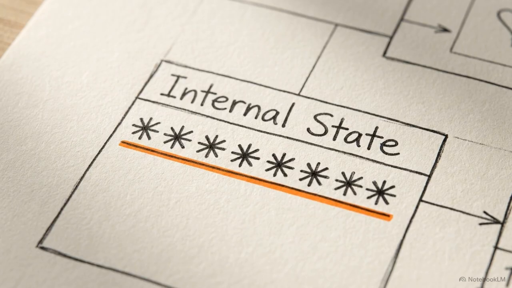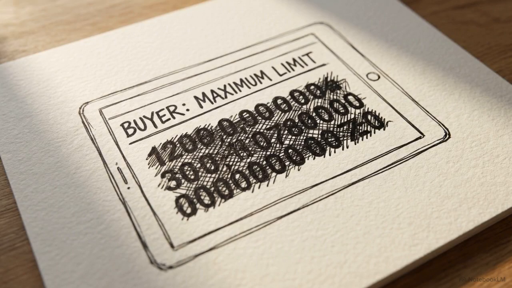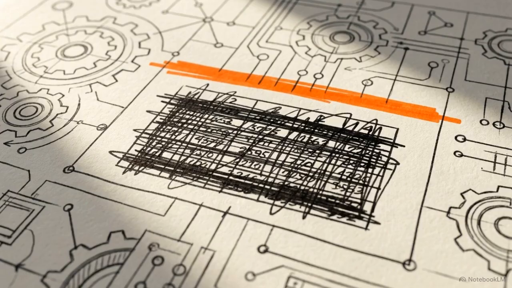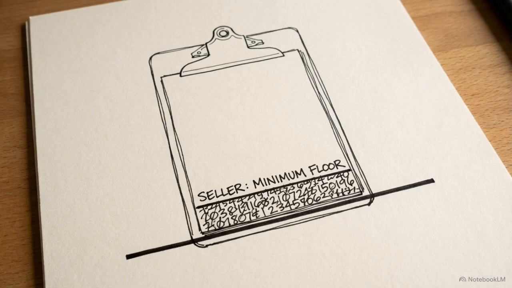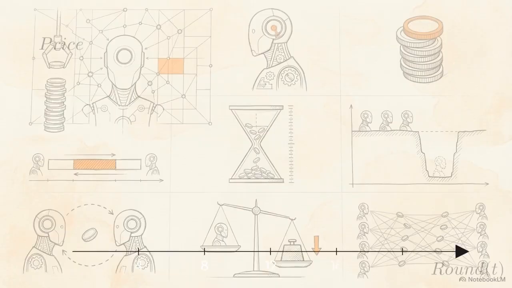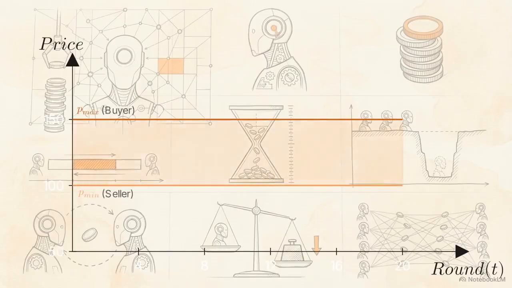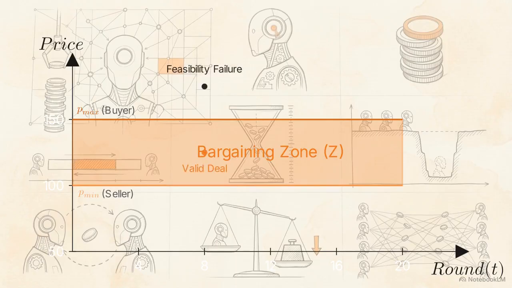Neither the buyer nor the seller knows the other agent's true financial position. The system assigns the buyer a private internal state containing a hidden maximum willingness to pay. This is the absolute ceiling for any transaction. Simultaneously, the seller receives a hidden minimum acceptable price. This represents their absolute floor for a valid sale. The space where these two private boundaries overlap is the bargaining zone. This is the specific price range where a mutually beneficial deal is mathematically possible.